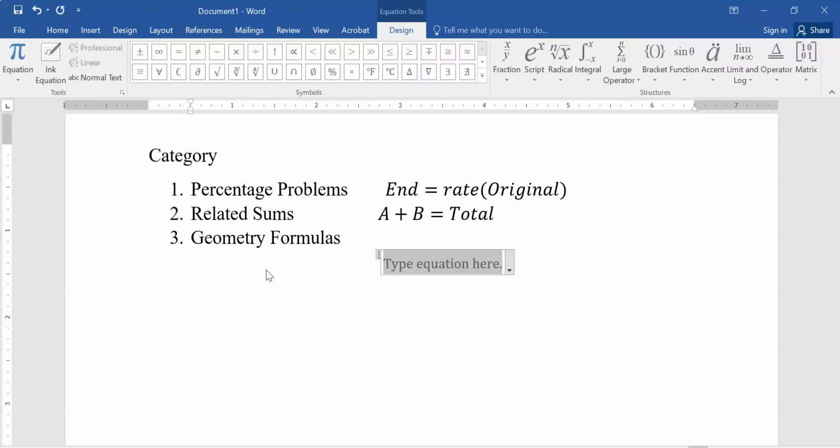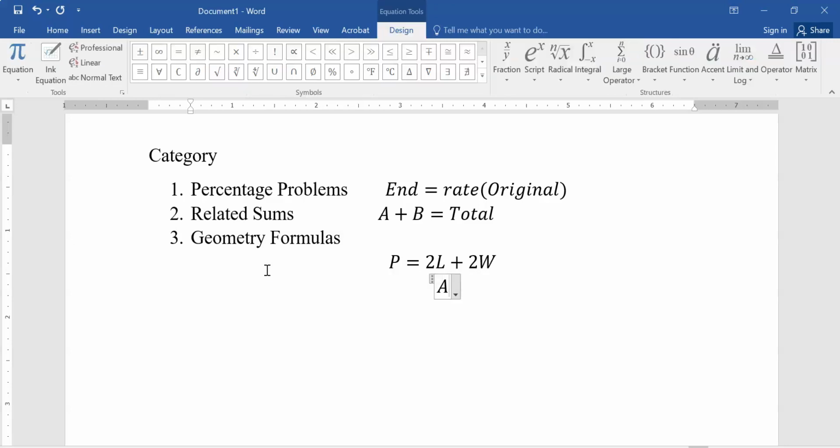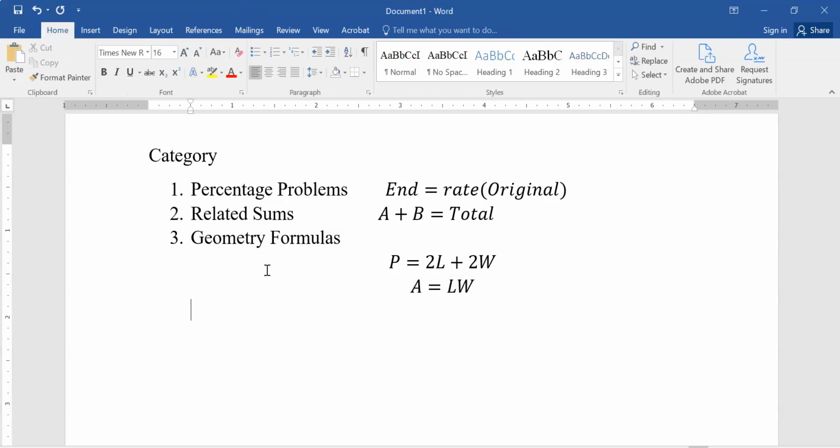The perimeter of a rectangle is twice the length plus twice the width. Hopefully we know the length and width of a rectangle. Another formula that you'll see is the area of a rectangle. The area of a rectangle is the length times the width. Those two formulas apply to rectangles.